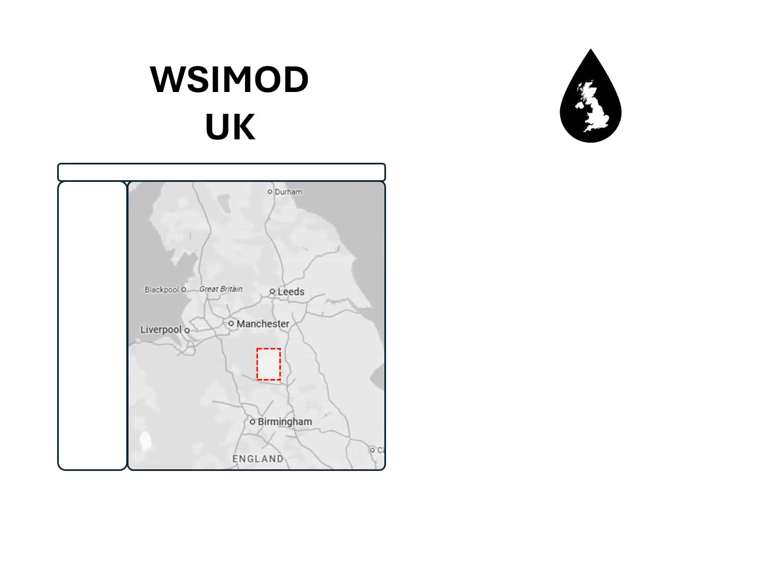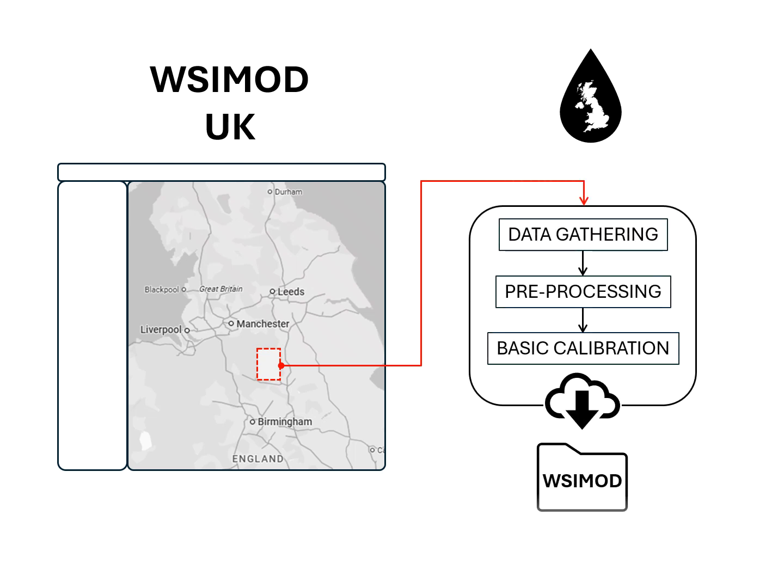Wsimod UK will work as a web-based service, where the user selects an area of the UK for analysis. The service shall automate the process of data gathering, pre-processing, and basic calibration that would otherwise have to be done by the user. It will then send a file for Wsimod installation and running locally.